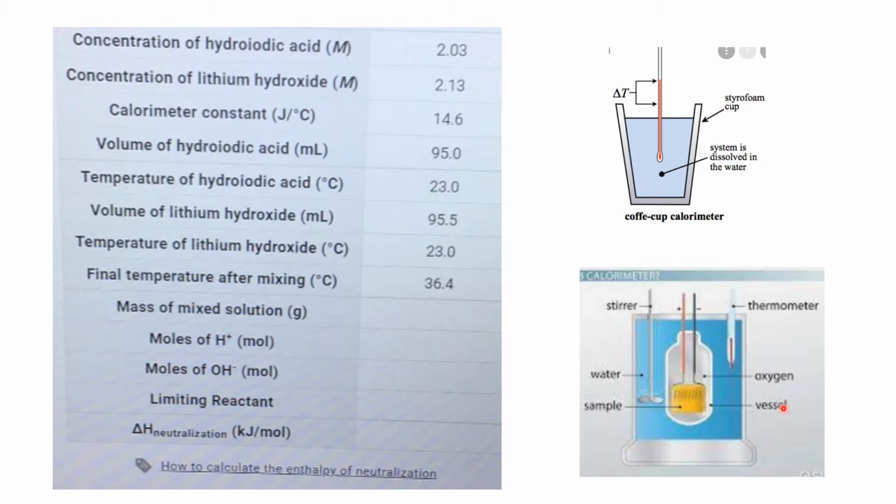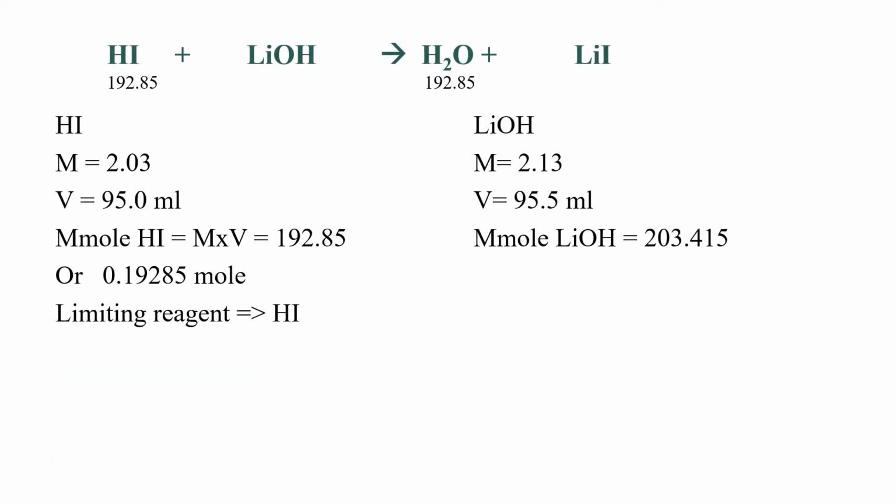Sa totoong calorimeter, binibigay yung calorimeter constant dito. So, ibig sabihin, itong problem na to made use of a real calorimeter kasi na-establish yung calorimeter constant. So, this is the reaction. 1:1 yung ratio. 1 mole of hydroiodic acid and 1 mole of lithium hydroxide to form 1 mole of water, and the other product is the salt lithium iodide.